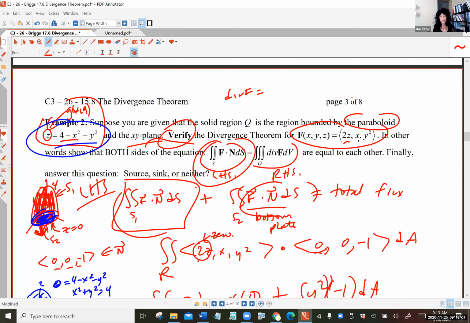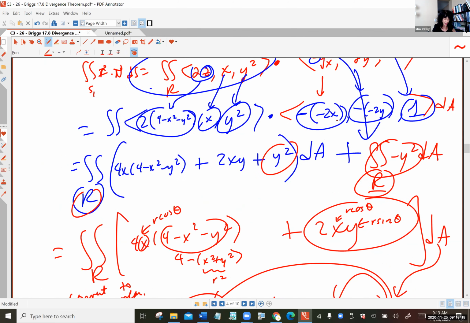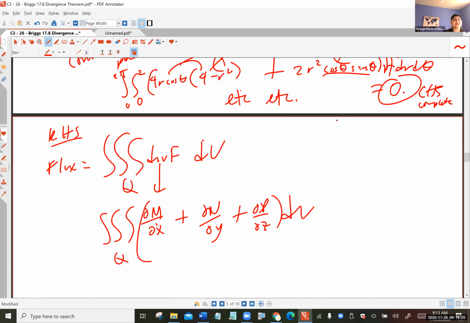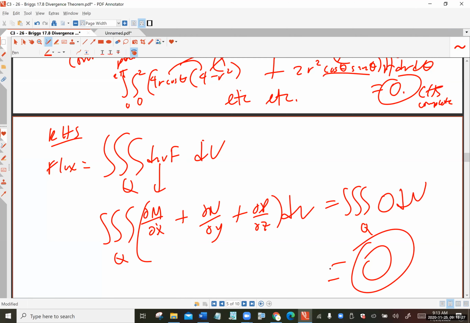Here's M. M is 2z. What's the partial of 2z with respect to x? Quick. 0. Plus, what's the partial of x with respect to y? 0. Plus the partial of y squared with respect to z. 0. One big 0. So you're just going to integrate 0. And guess what? Surprise, that's 0.